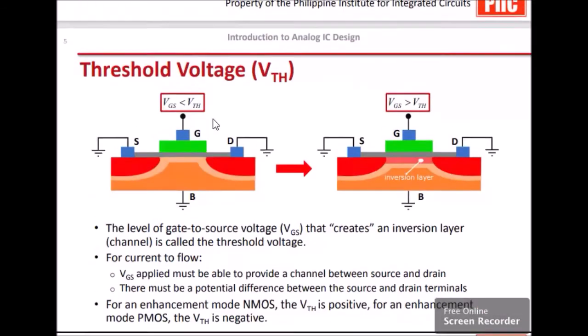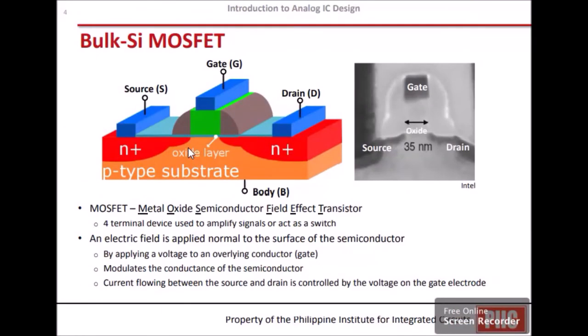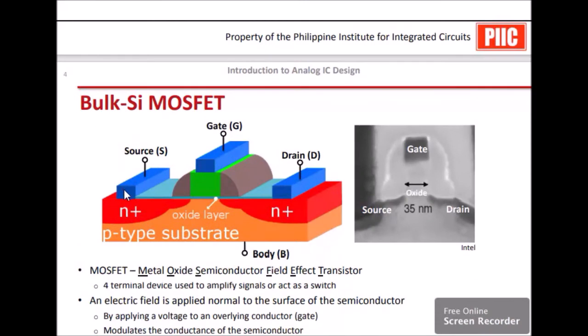Yeah, if you notice, sabi dito, etong ating gate, again, insulated siya. This is just a metal conductor. Ito din po, metal conductor lang din naman to. But under that metal conductor, sa source, meron tayong N channel, meron tayong N-type material. Sa drain, meron din tayong N-type material.